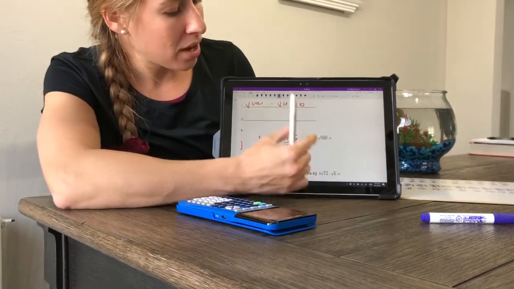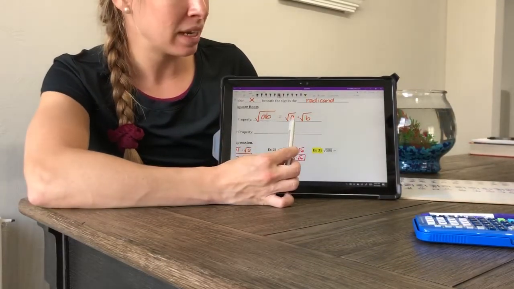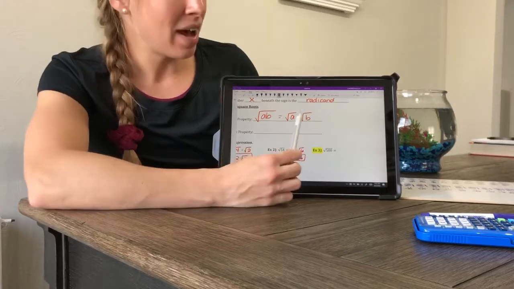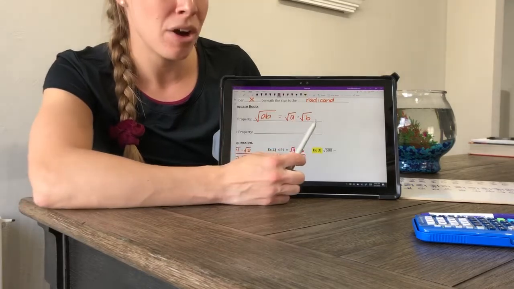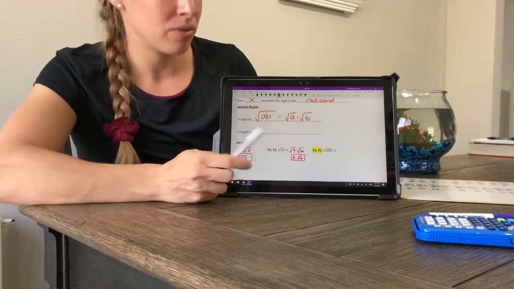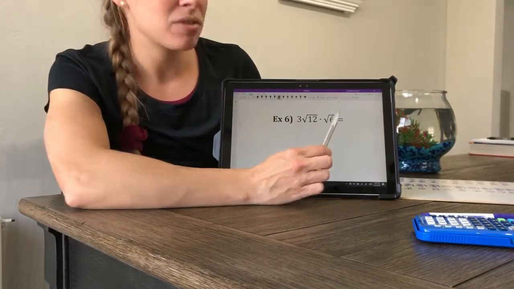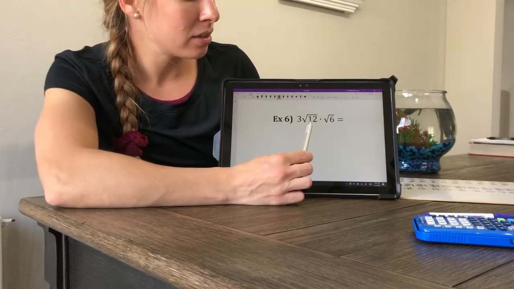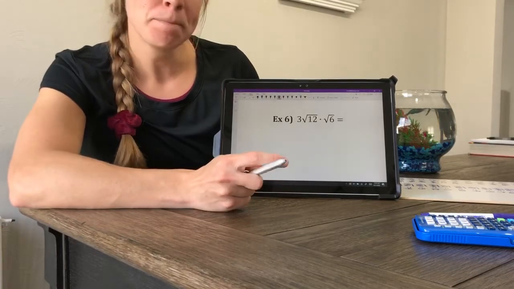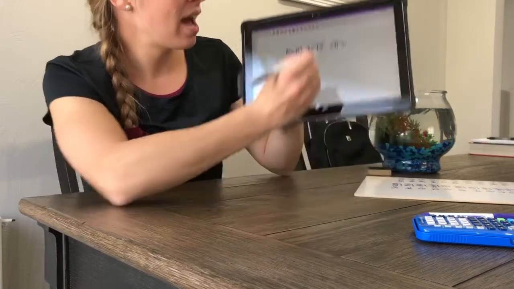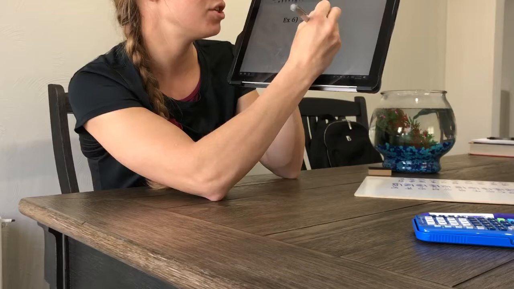So this product property also works backwards. So if I have the square root of a times b and we're splitting it into the square root of a times the square root of b, if I had 2 different radical expressions, as long as the radical is the same, like these are both square roots, you can multiply the numbers underneath the radicals and make it one number. So what that means here is, since I have radical 12 and radical 6, I can multiply radical 12 times radical 6, which 12 times 6 is 72. So then I have 3 times the square root, or radical 72.